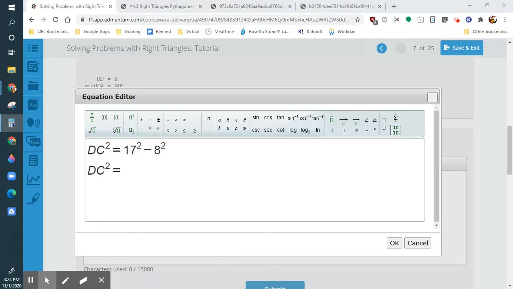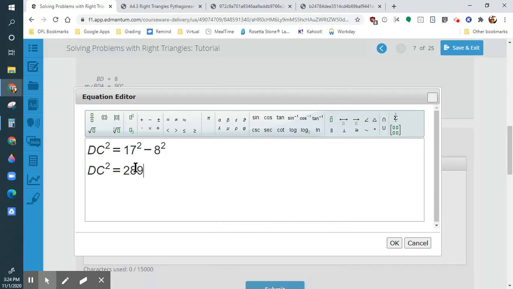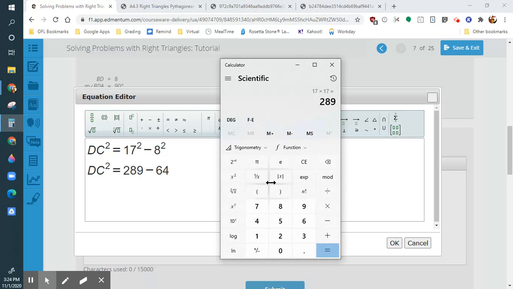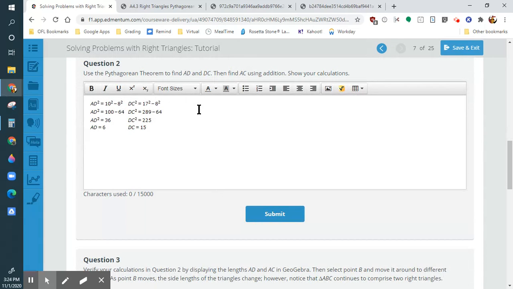Let me use a regular calculator here. 17 times 17, 289. I decided not to use the squared function just because I feel it takes longer sometimes. This was an easy thing to square. All right, now we're going to subtract 64. So we get 225. And an episode of Batman Beyond made me know that 15 times 15 is 225. So this is just 15. We know that this is 15.